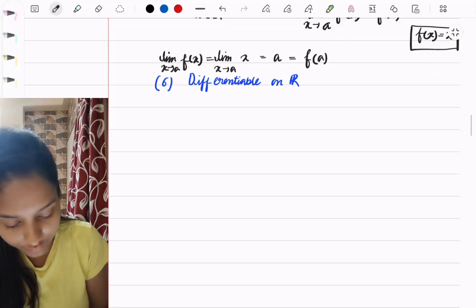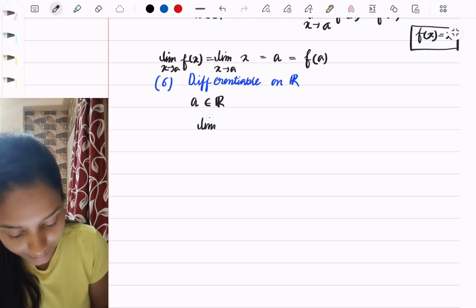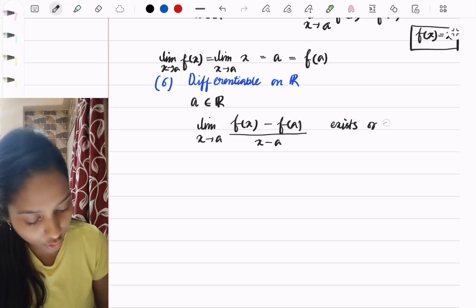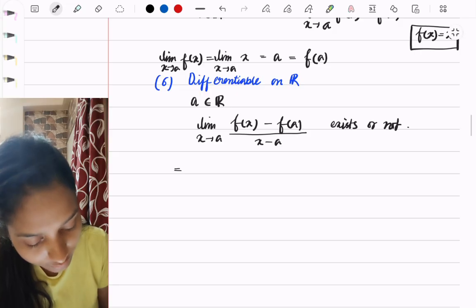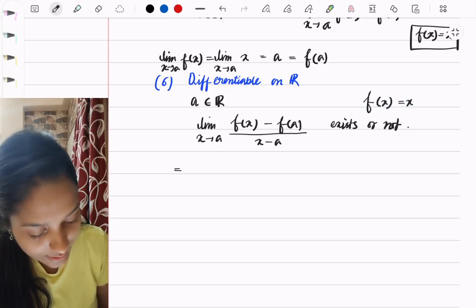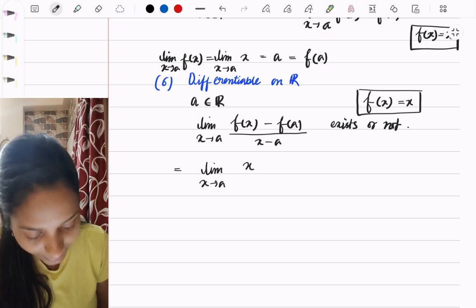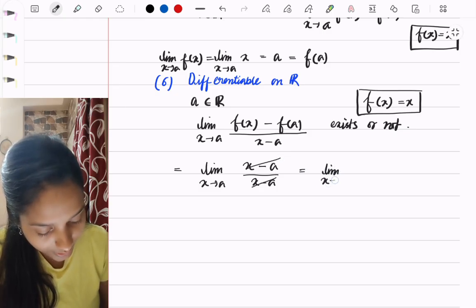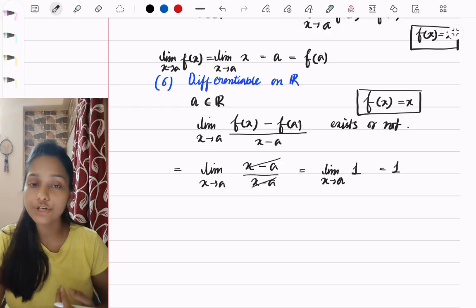Suppose we have an arbitrary real number like this, a belongs to R. What we need to check is whether the limit x tends to a of f of x minus f of a divided by x minus a exists or not. If this limit exists, then we can say that the function is differentiable. So for the identity function, which is f of x equals x, this limit will be limit x tends to a, x minus f of a will be a. So these two will get cancelled out, and we have limit x tends to a of 1, so 1. So this limit exists, so we can say that the function is differentiable on R.